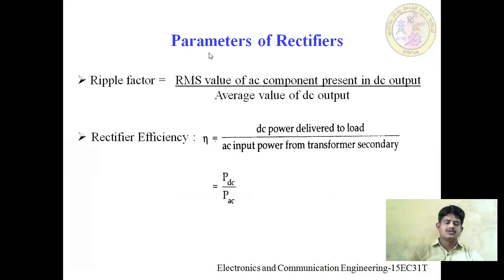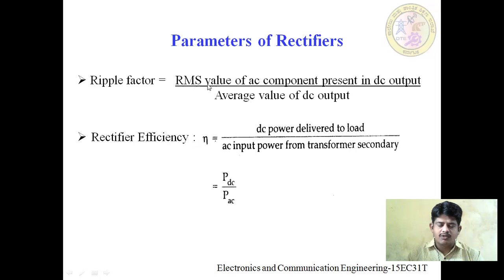First we'll understand the parameters of rectifiers. We discussed these factors earlier. So, ripple factor. What is meant by ripple factor? We know that the output of the rectifier is DC, but it has some ripples. That means even though the output is DC, it has some AC content, meaning it has some variations. That factor is called the ripple factor. So how do we denote this? It is the RMS value of the AC component present in the DC output to the average value of the DC output.